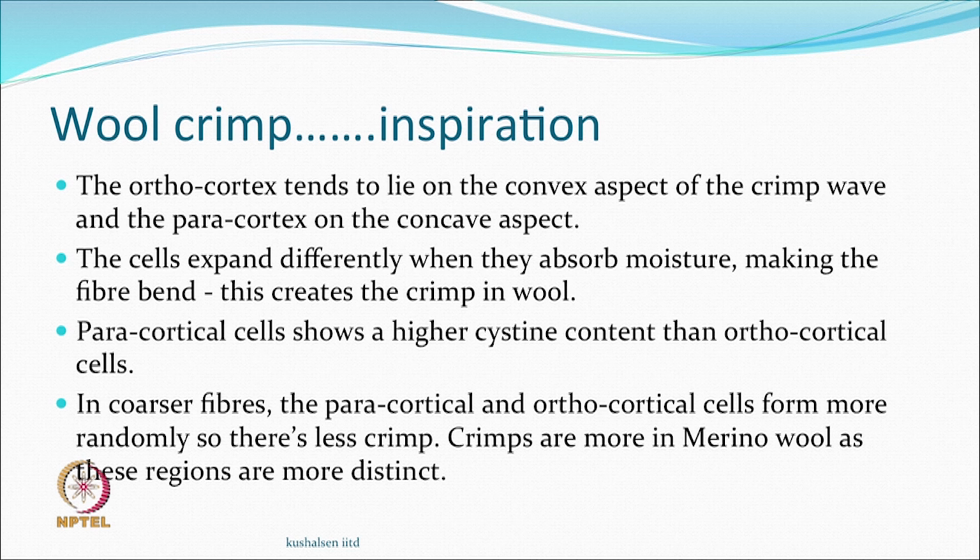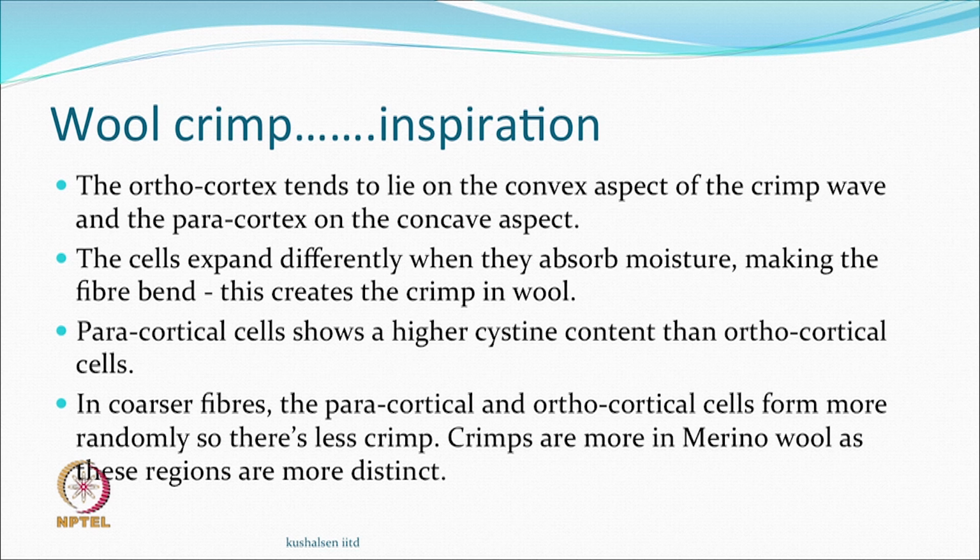For example, the wool found in India generally has less crimps. The merino has more crimps, and again these two regions are very nicely defined, they are distinct in merino wool compared to the other wool, where not only may their difference be less, but they are also randomly there, somewhere on this side, somewhere on this side it is not there. But in the fine wool they are quite nicely defined, almost 50% of the cross section is one of them, the other 50% is the other, and therefore crimps also become more.